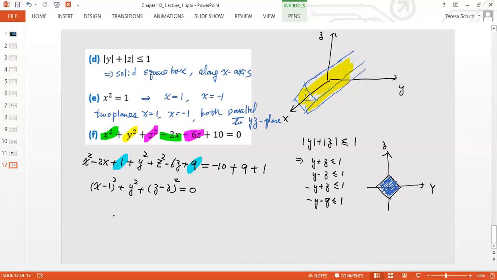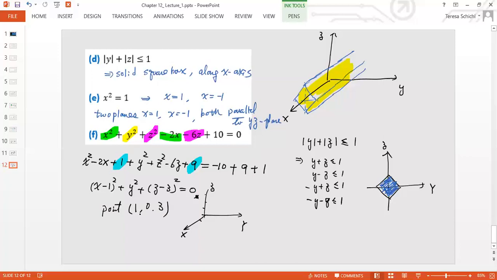So what is this? This is a point, right? This really is a dot here. With x, y, z: x equal to 1, z equal to 3, and y equal to 0, so it will be this dot here on the xz plane. Because the radius is equal to 0, that means it's a dot. It's not a sphere. It's just a point at 1, 0, and 3.